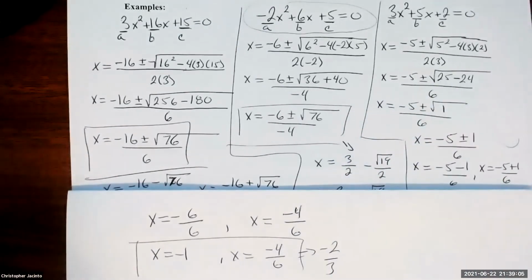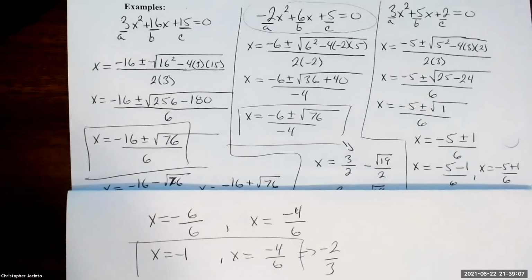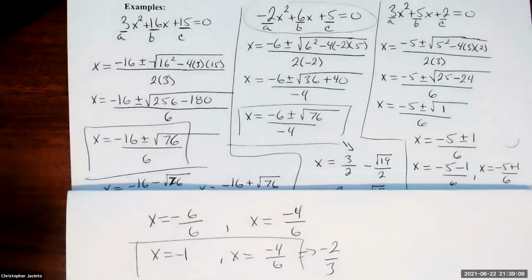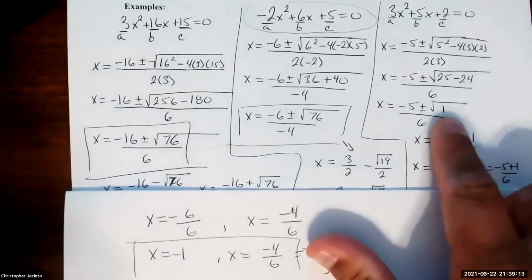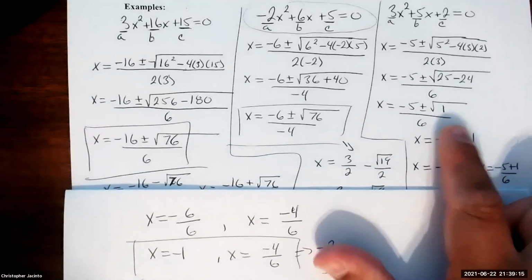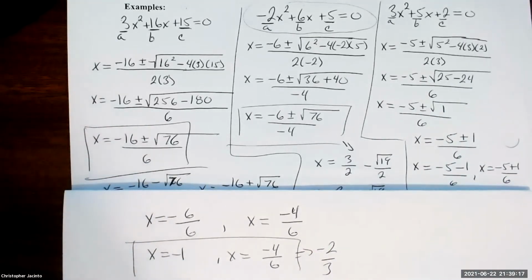So here's a scenario, right? Because I don't know what the square root of 76 is, and you don't have to break it down if you don't want to. But if you actually know what it is, like 1 or 4 or 25, you know what the actual number is. That gives you nice numbers at the end that you can simplify down to. So it really just depends on the problem.